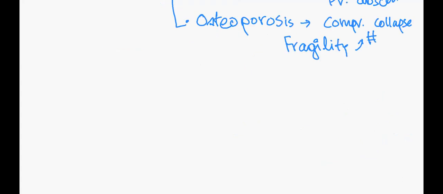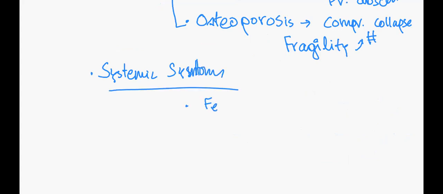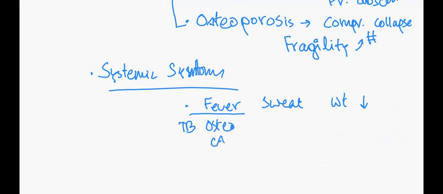Next, constitutional illness. If the patient has systemic symptoms such as fever, sweat, weight loss, those are also indicative of bad diseases. If the patient has fever, this might indicate TB or osteomyelitis or even a cancer. If the patient is sweating, it indicates TB or osteomyelitis. If the patient is losing weight, this might indicate an underlying cancer or tuberculosis.